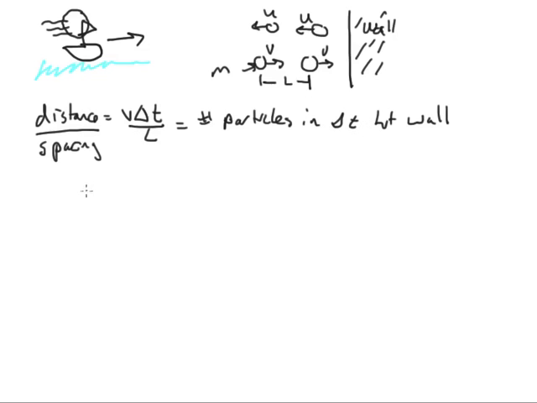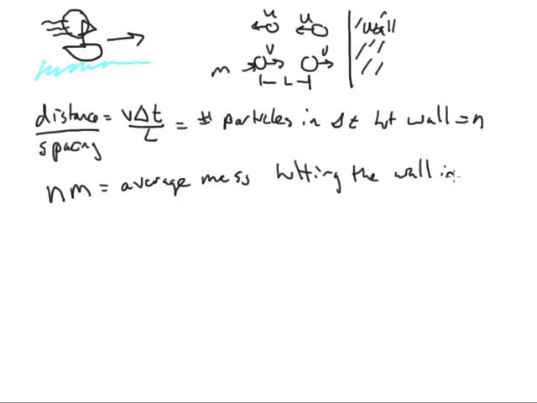If we take this number, n, and multiply it by the mass, n times m equals the average mass hitting the wall in delta t. And in this case, that average mass will be m v delta t over L. So this is the average amount of mass that we have hitting in a time delta t.